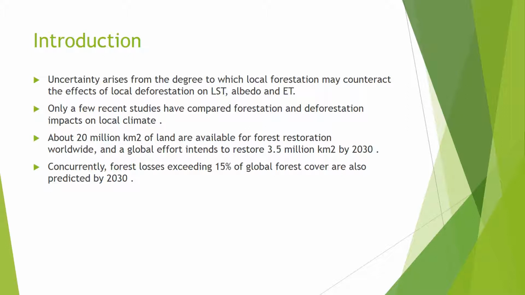So in this, uncertainty rests with the degree to which local reforestation may counteract the effects of the local deforestation. So I'm trying to get some details and ideas through the satellite images and get some calculation with Python, and then understand it with some plot diagrams, and then give an analysis in my report.